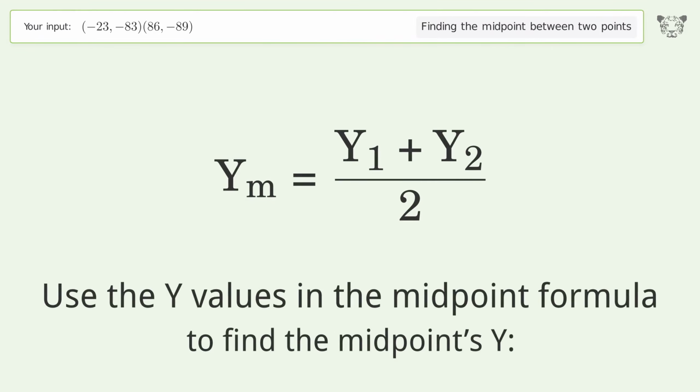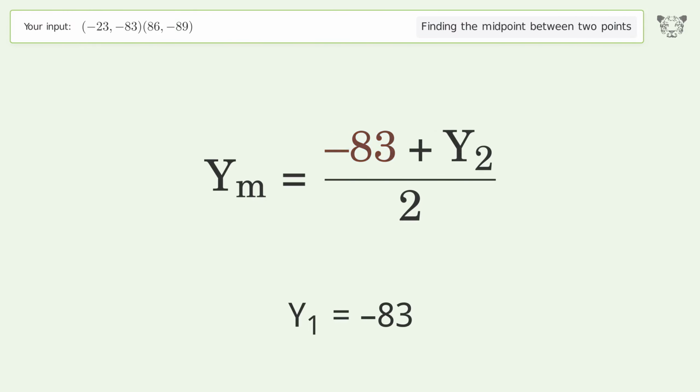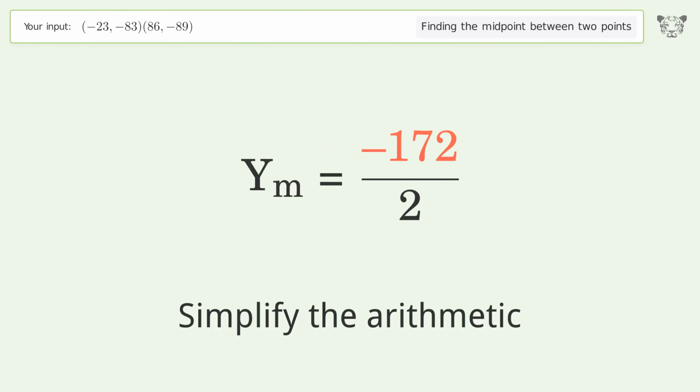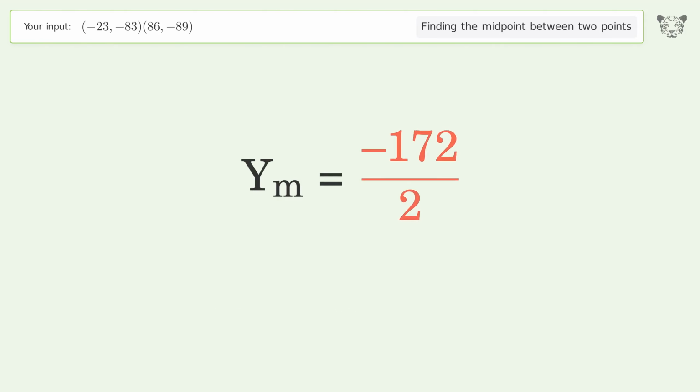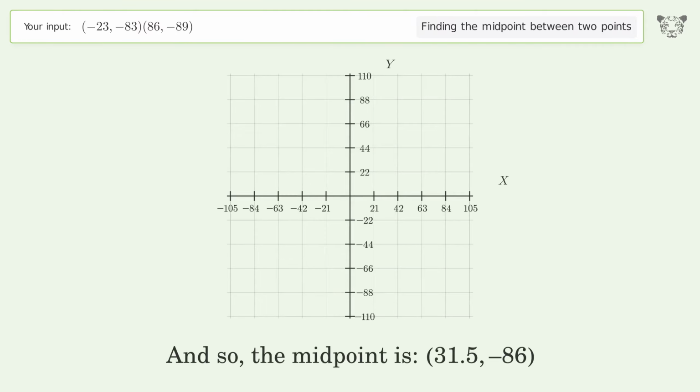Use the y values in the midpoint formula to find the midpoint's y. y1 equals negative 83. y2 equals negative 89. Simplify the arithmetic. And so, the midpoint is 31.5, negative 86.